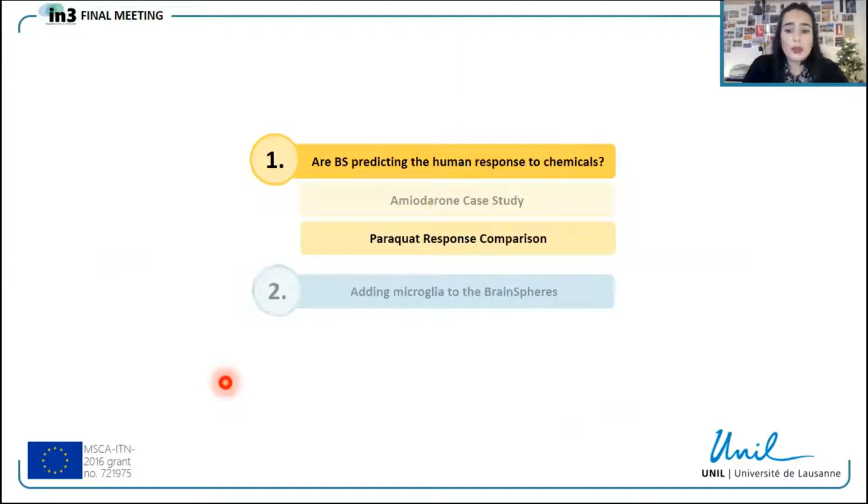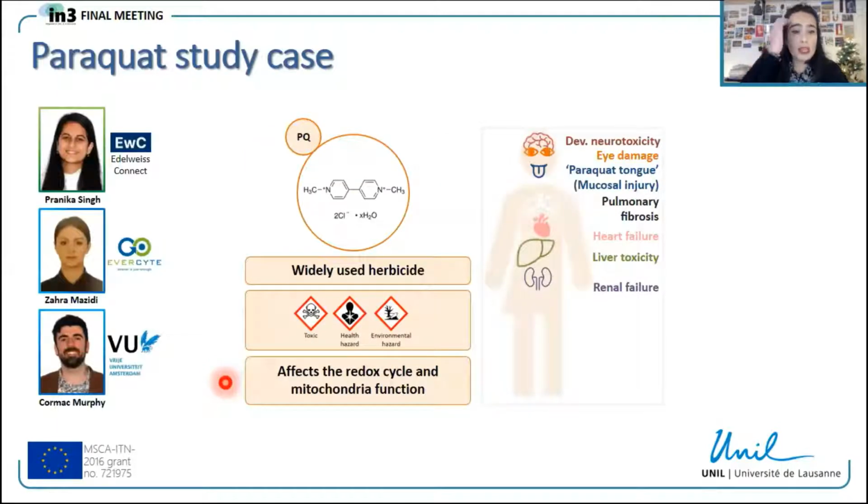Then I will now show you data coming from another chemical out of the 10 from the list of IN3, Paraquat. Paraquat is a widely used herbicide. We cannot use it anymore in Europe, but in the United States it's still possible to use, although there's a lot of restrictions, and it's still widely used in developing countries.